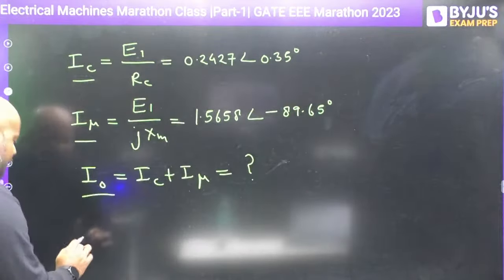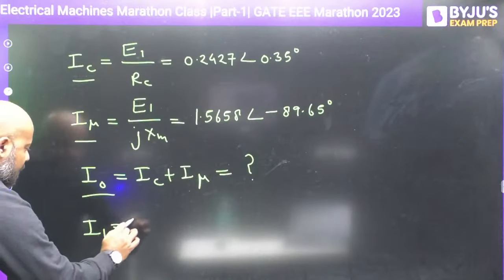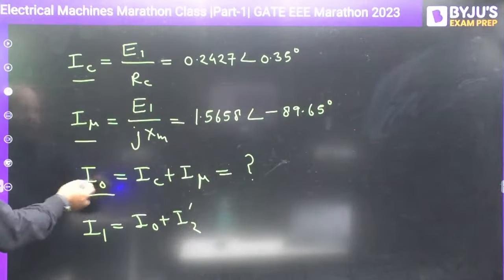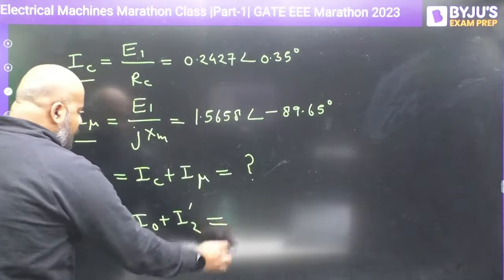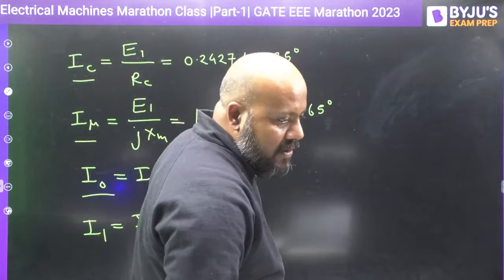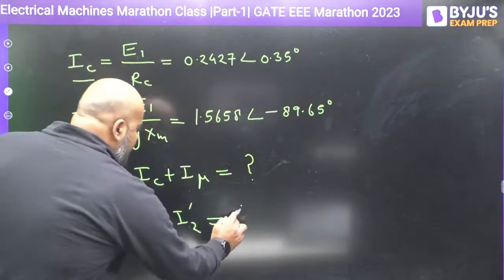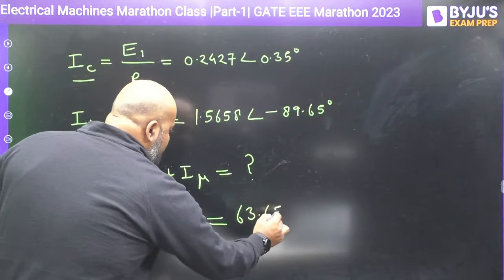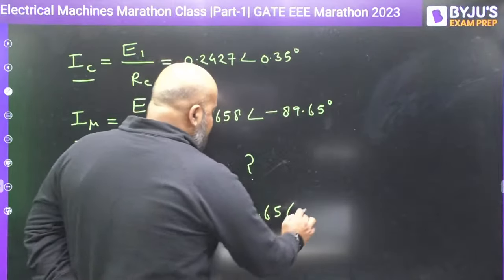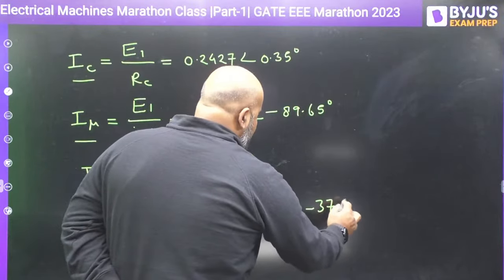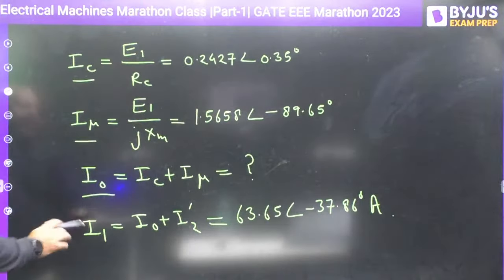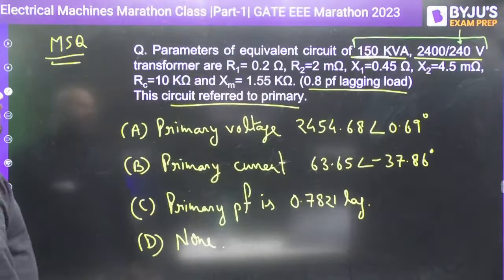Once you get I naught, can you write I1? Yes, it is going to be I naught plus I2 dash. I2 dash, you know, I naught you have just found. So I1, I have the reference. I1 is coming as 63.65. The angle coming is minus 37.86 degrees, amperes.